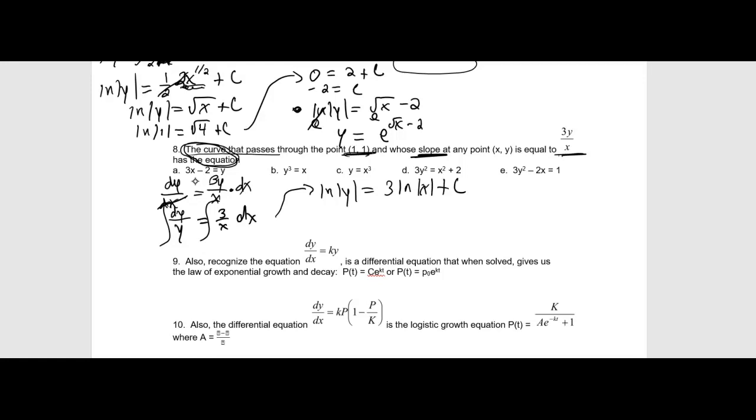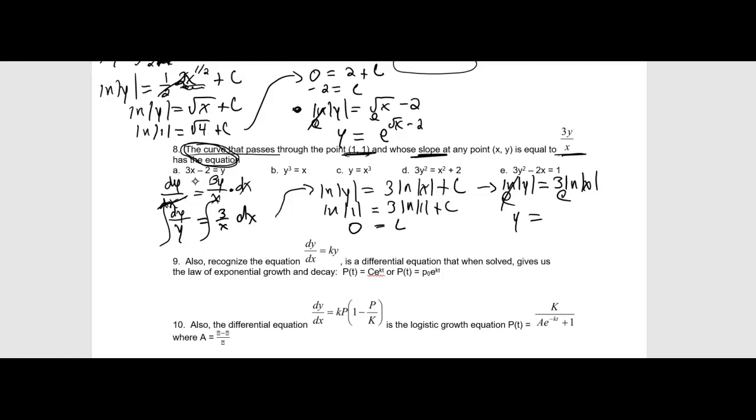The reason you were given that point is to figure out what your c was, and this works out very nicely because all of the variables become a 1, which means everything becomes a 0. So your c is just a 0. We can then write this as the natural log of our y, absolute value, equal to 3 natural log absolute value of your x. If we're solving for y, we would use our e.